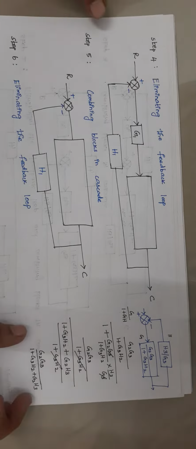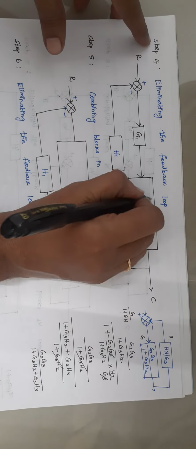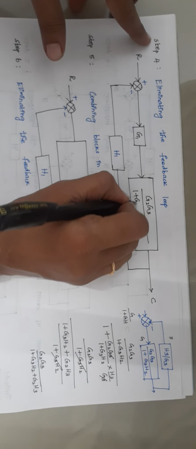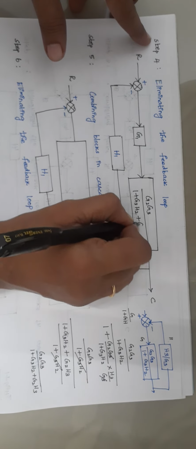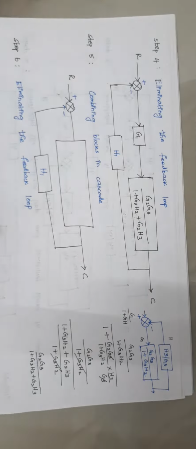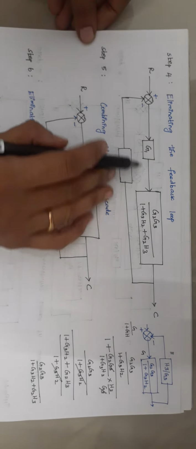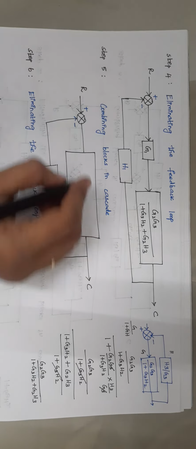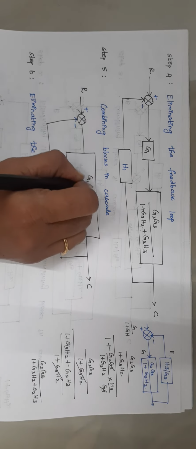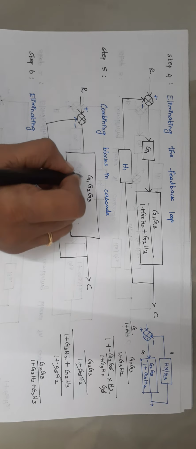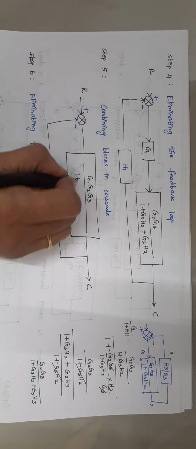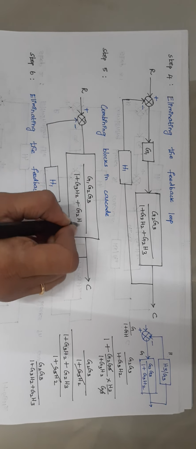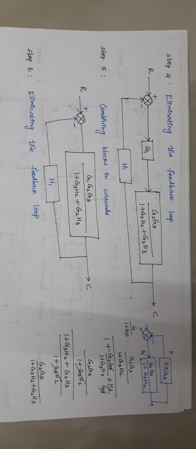So now write this expression here in this block. You will be having G2 G3 divided by 1 plus G3 H2 plus G2 H3. That's it. Now again, these two blocks are in series. So just multiply these two elements. So here you will be having G1 G2 G3 divided by 1 plus G3 H2 plus G2 H3, right?